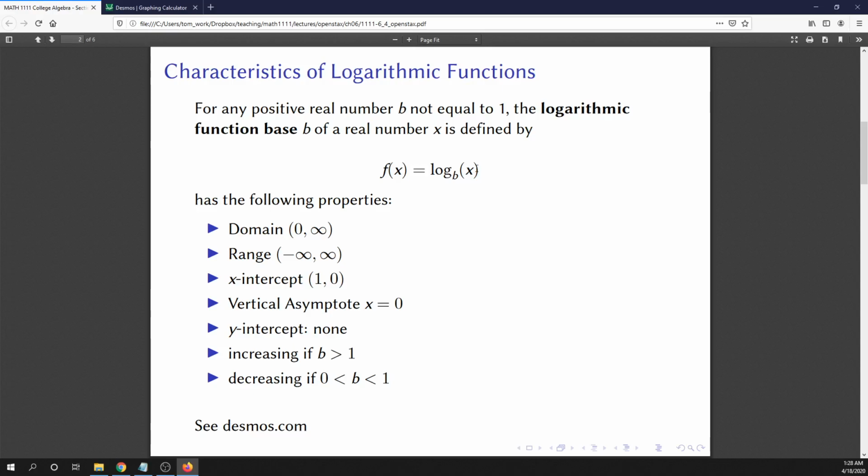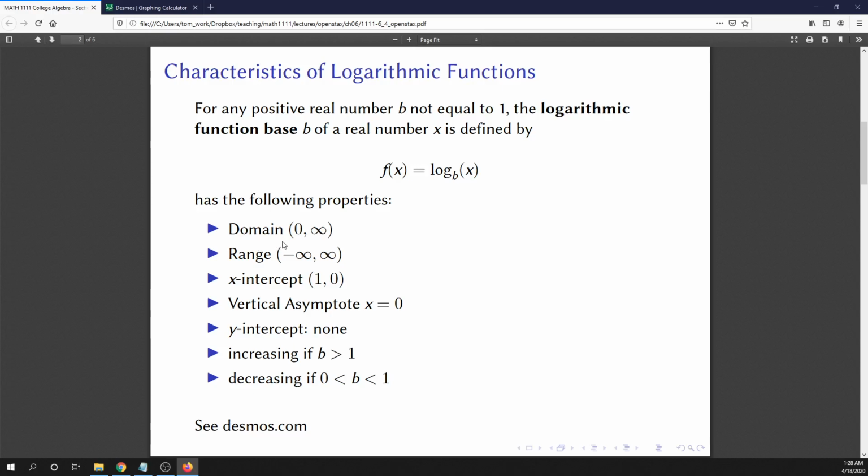All right, so all of these functions, right? This is not just one function, but a bunch of different functions. For every base b, there's going to be a different logarithmic function, but they all look fairly similar to each other for the most part.